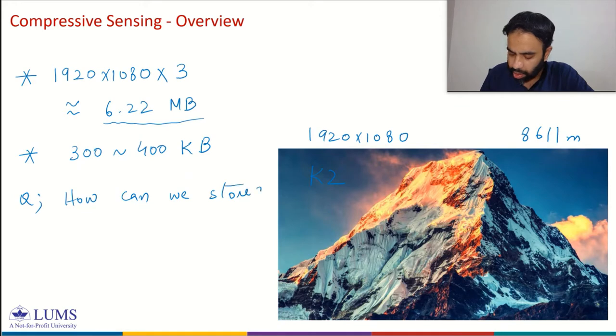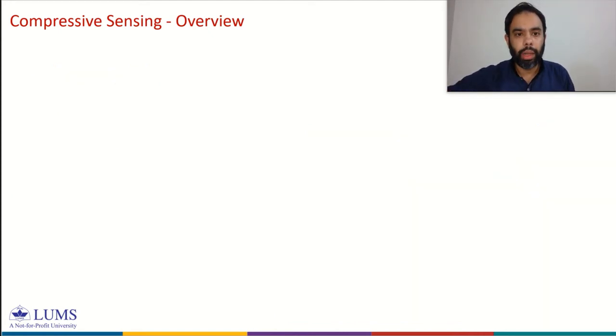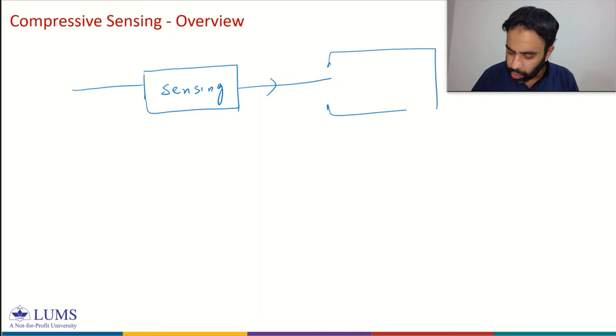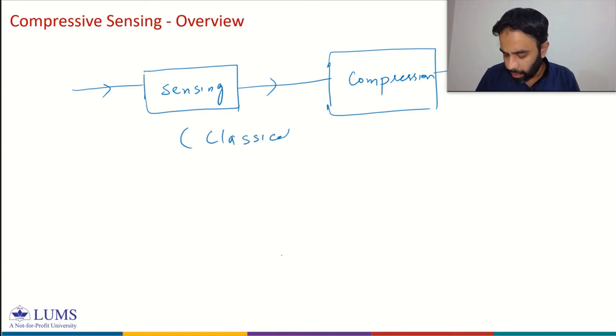And the answer is compression. We have compression algorithms that allow us to store a large amount of information in a very compact, compressed way. So what we are doing is sensing a very large amount of data, and then throwing away most of the information. This can be equivalently represented as a system level diagram: we carry out sensing first, and then we compress it, that means we throw away most of the information. We call this the classical paradigm of sensing or sampling signals, images, data.